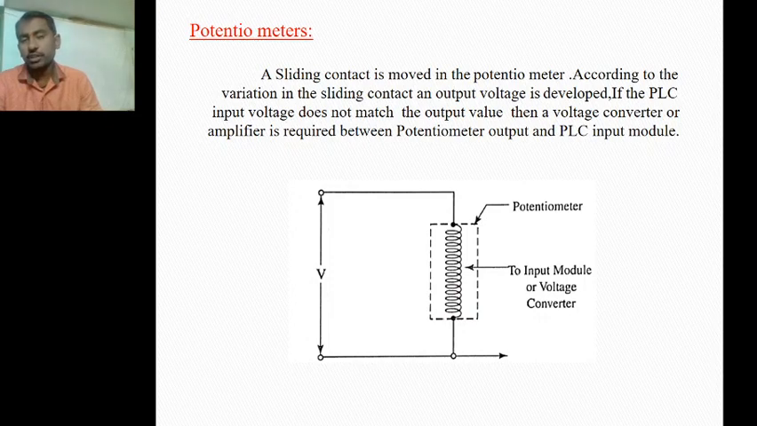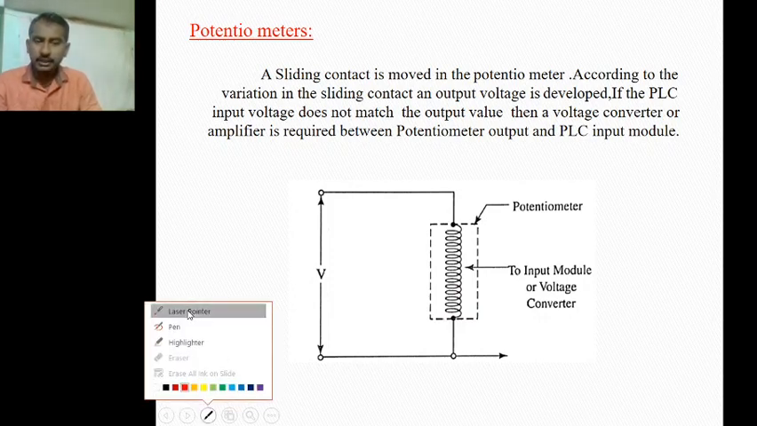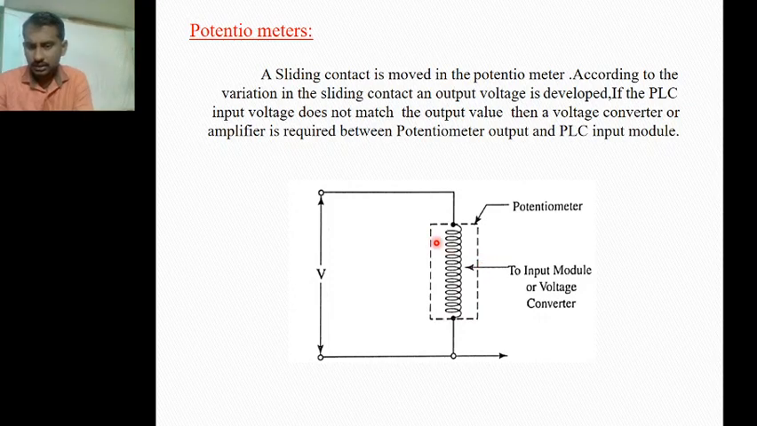So the first one is the potentiometer. In the potentiometer we have one slide wire. By varying that slide wire, we can vary the voltage. Whatever voltage we require, we can make it by using the slide wire. Suppose that voltage does not match the required input value, then what we have to do is place a voltage converter or an amplifier in between the potentiometer and the PLC input module.